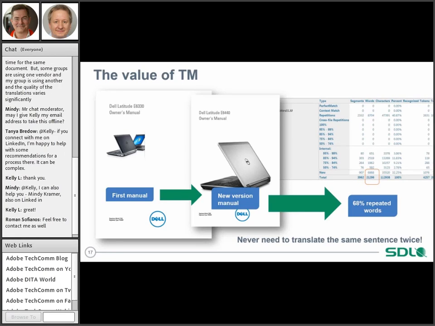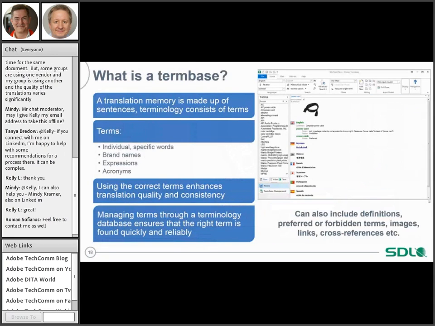I used the other example before, Windows, let's say 8.1 going to Windows 10, or Windows 10 first edition going to Windows 10 second edition. Then basically what you have is you can reuse so much, and this is where the TM really shines, because it just makes sure that everything can be reused as much as possible.